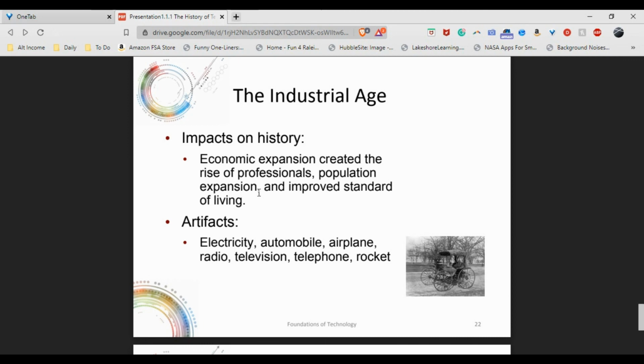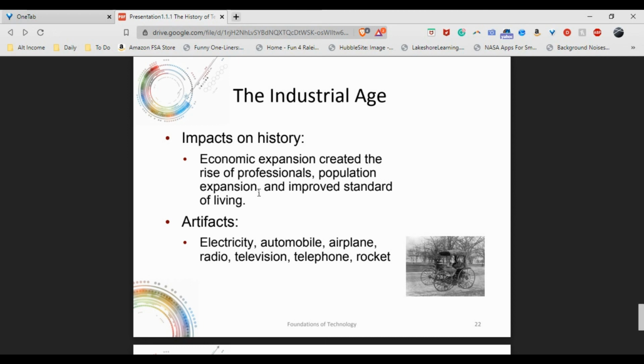But this improved standard of living is when these new technologies come out now, it doesn't take 40, 50 years for the price to get low enough to where somebody other than the super wealthy can afford it. Within 40 or 50 years, everybody not only has one, but it's outdated. So these new technological advances become much more affordable, much more quickly.